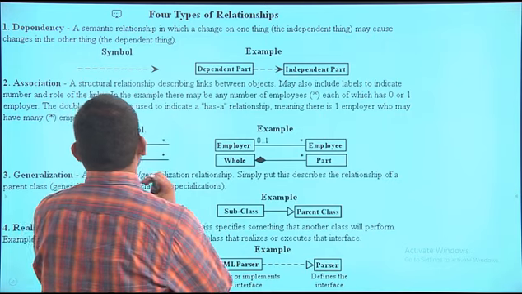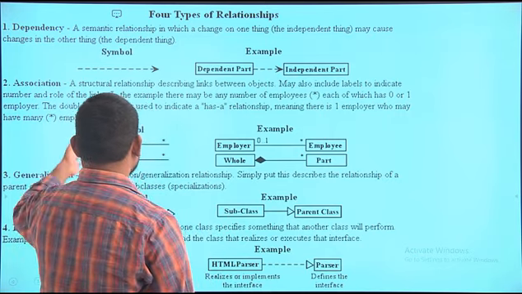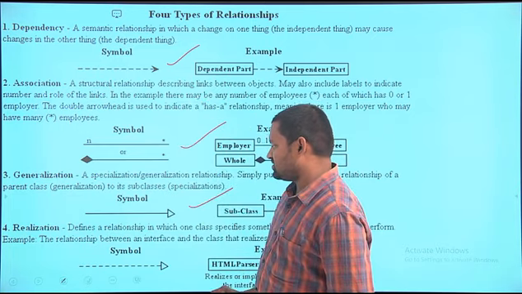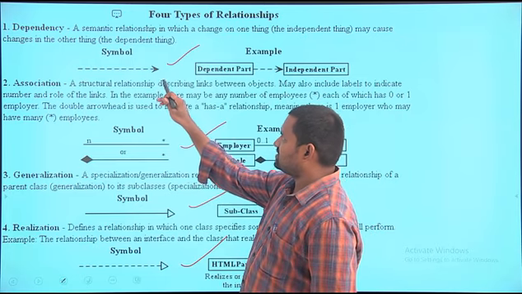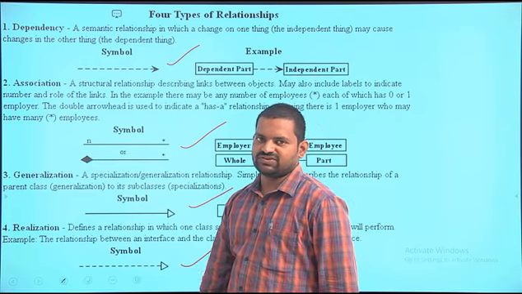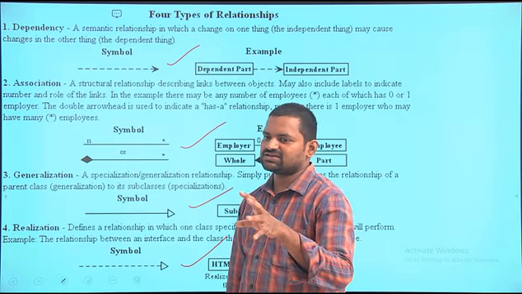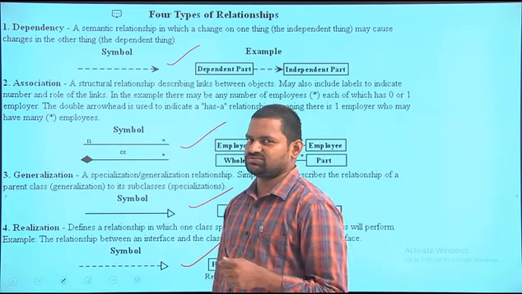Next, four types of relationships are there: dependency, association, generalization, and realization. This is the symbol for dependency, this is the symbol for association, this is the symbol for generalization, and this is the symbol for realization. What is dependency? Dependency is a dotted line with an arrow symbol. It shows where one thing depends on another.